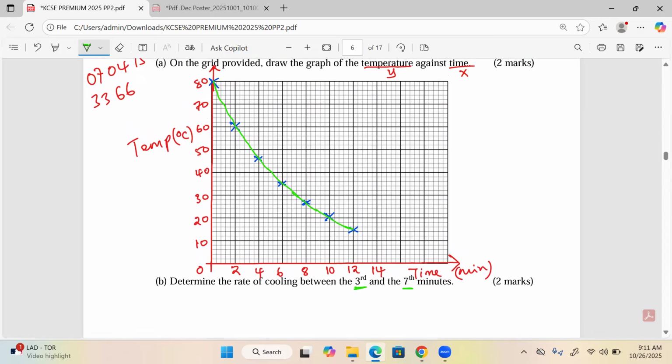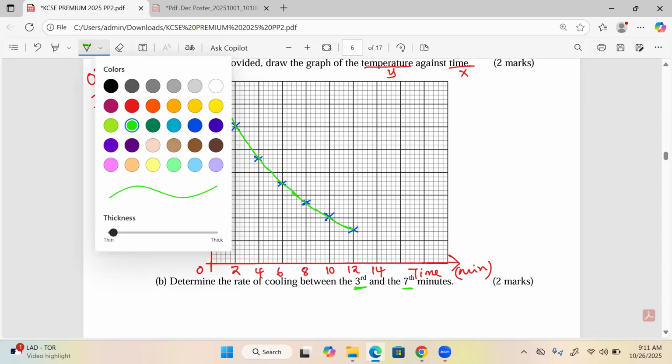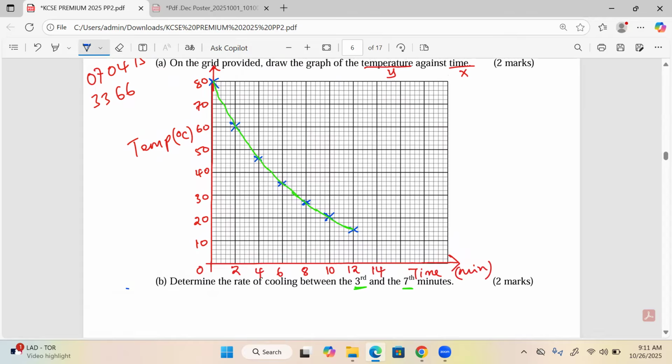So 3 minutes is here. Let me show you where 3 minutes is. I can use a different color now. Let me settle on this blue. So 3 minutes is exactly between 2 and 4.